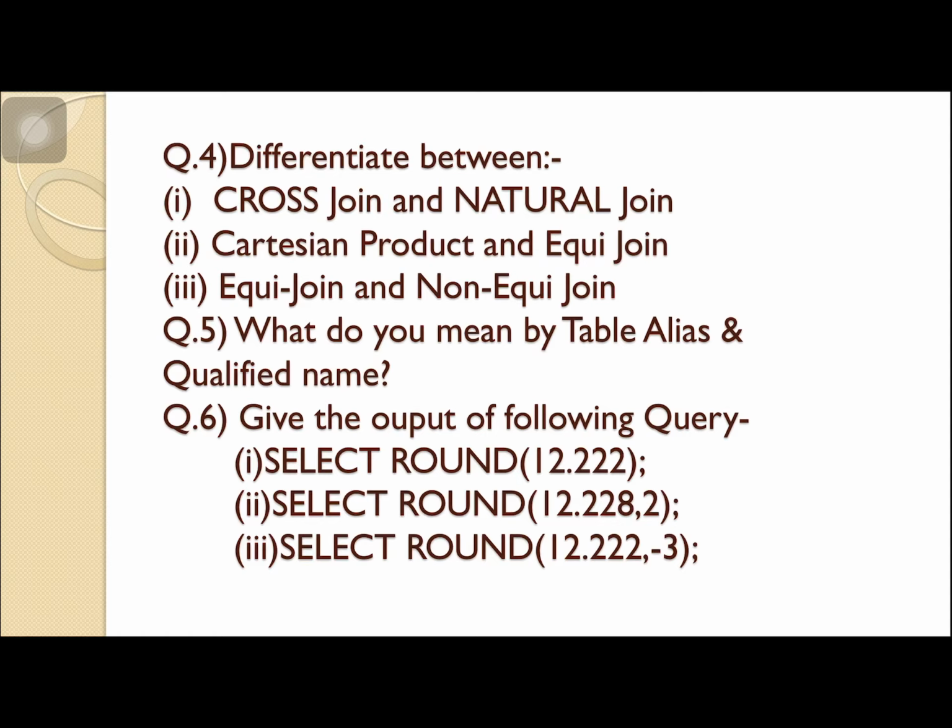Next one is differentiate between cross join and natural join. Next one is Cartesian product and equijoin. Next is equijoin and non-equijoin. Next question is, what do you mean by table alias and qualified name? And the last question is, give the output of the following query: select round 12.228, 2 and select round 12.222, -3. I hope you will be able to answer these questions now.